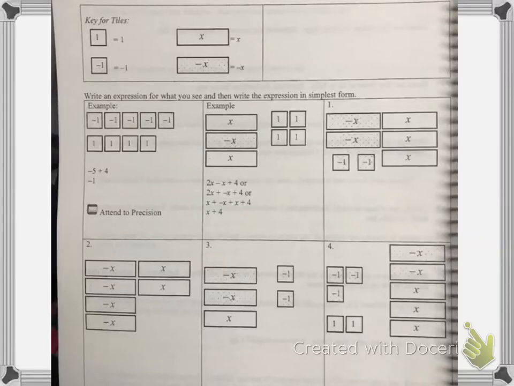Today's lesson is 3.1D, pages 34 and 35 in your book. So we will be talking about algebra tiles today and combining like terms. The keys for the tiles are here.